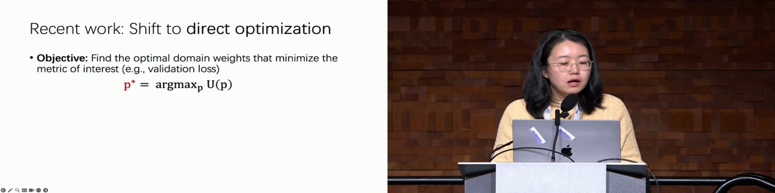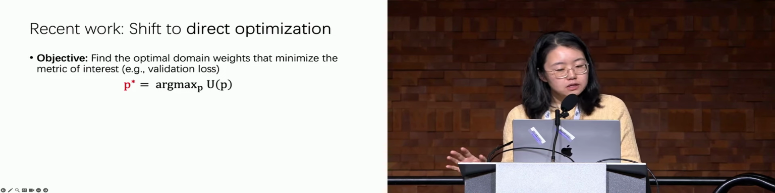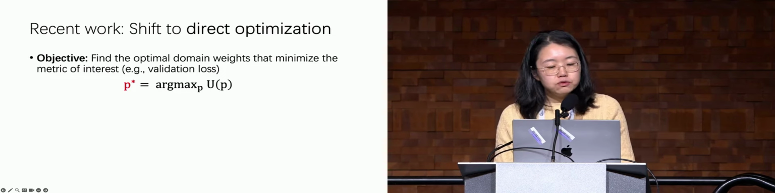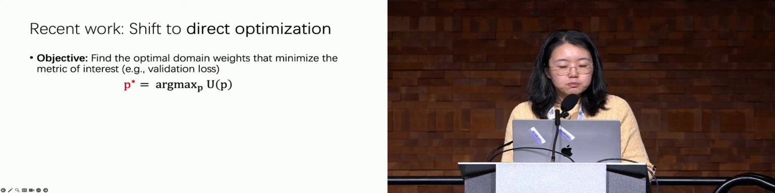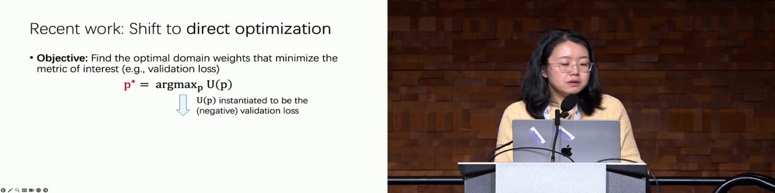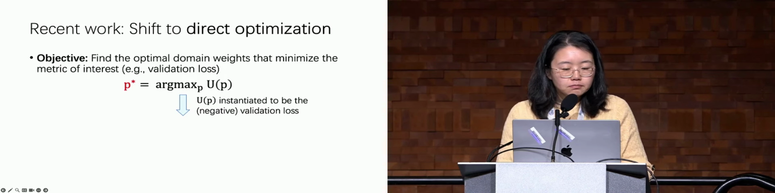So recently, you can see the shift that is happening in the literature, trying to move towards direct optimization, where the goal is to find the optimal domain weights that directly maximize the metric of interest. In this case, it's usually validation loss.